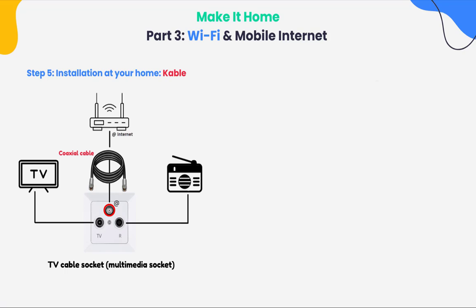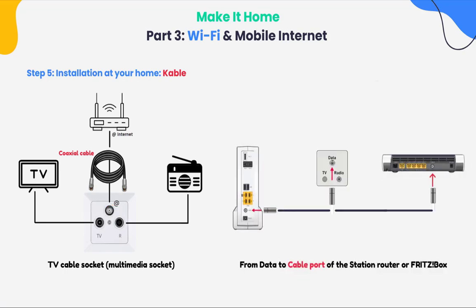Use the coaxial cable included in your package to connect this point to your router. It doesn't matter whether your router is a station model or a Fritzbox. You will have a designated port on the router to plug the cable into, and that's it. One important note here.